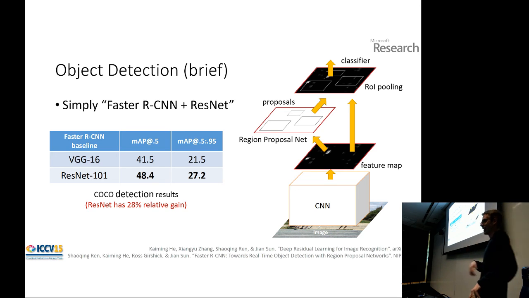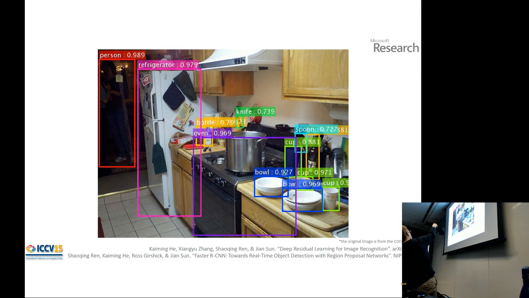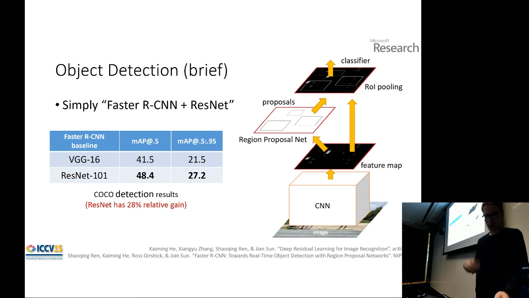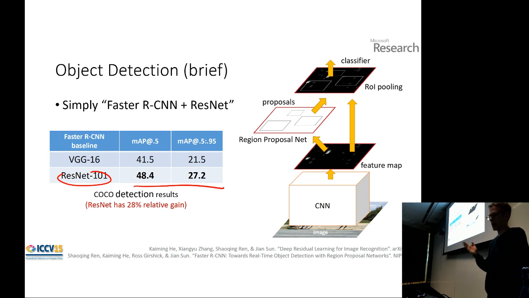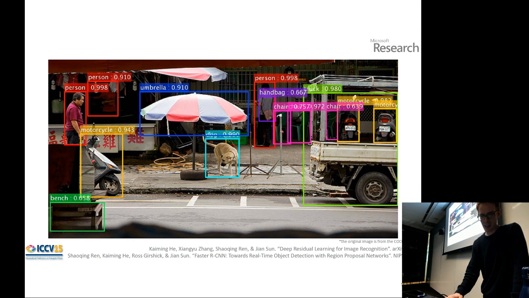But then they went on and applied it to a bunch of other things. So they did object detection, where you're trying to, say, put a bounding box around that refrigerator, that oven, that bottle, that knife, that bowl, that cup, the person that you can see his shoes in the very background there. It's hard to even capture in this light. So they were able to, with ResNet, substantially outperform the COCO detection results, which is this particular benchmark. Okay, so here's more object detection.